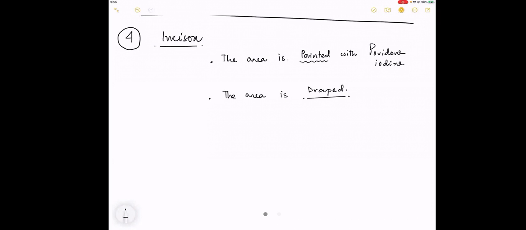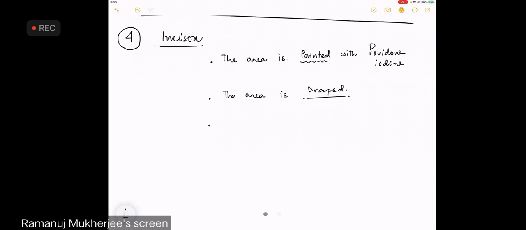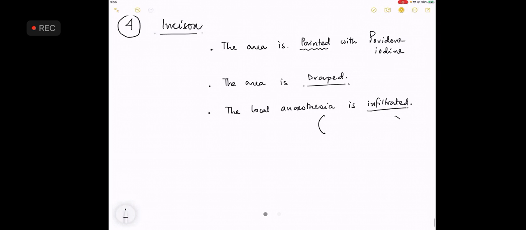Right. The area is painted with povidone iodine. The area is draped, and the local anesthesia is infiltrated. How is it infiltrated? You are not required to know that. The technique is only one word. It is called a field block.